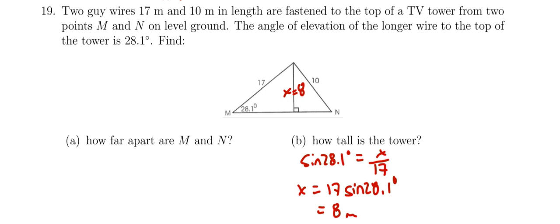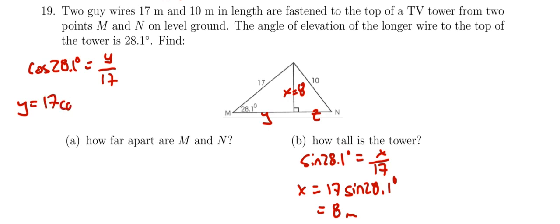Now, how far apart are M and N? Well, there's a couple of ways that I can do this. Let's just call this Y, and we'll call this Z here. First of all, I can figure out what Y is. If I look at what's given to me in a triangle, I can use cosine. The cosine of 28.1 degrees will equal Y over 17. So Y will equal 17 cosine of 28.1. And I'm going to get what ultimately rounds to 15.